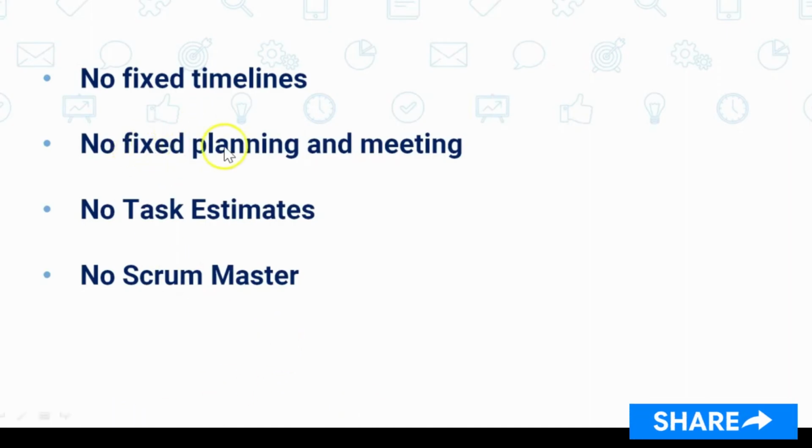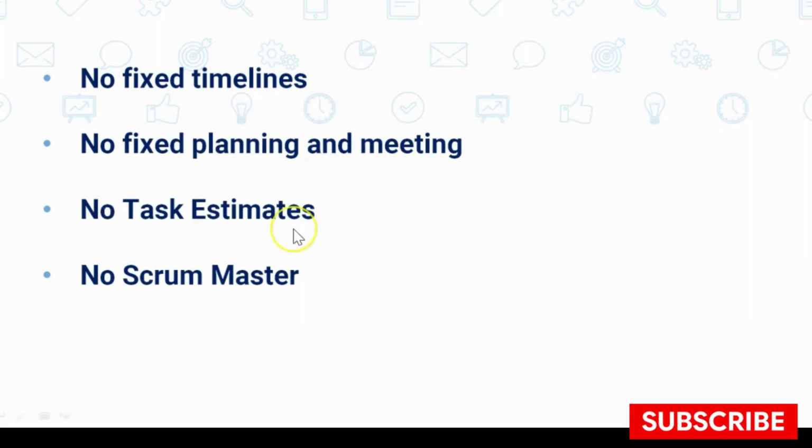Second, no fixed planning and meetings. In Scrum, we have daily Scrums, we have sprint meetings, we have retrospective meetings. There are n number of meetings, but here there is no fixed plan of how many meetings we would be having, or when they would be happening.